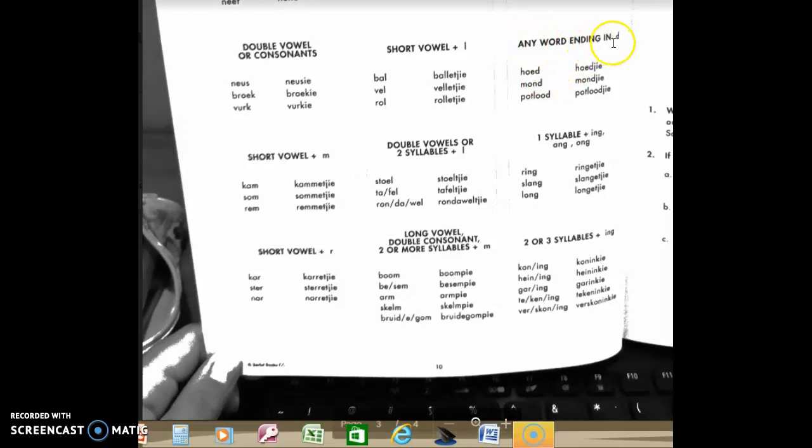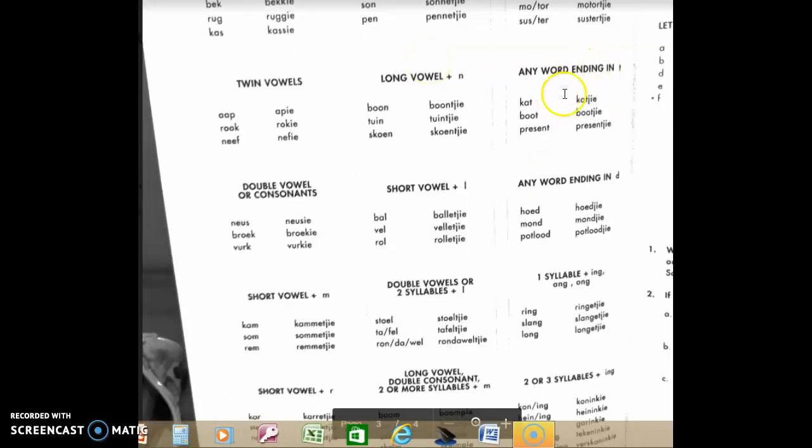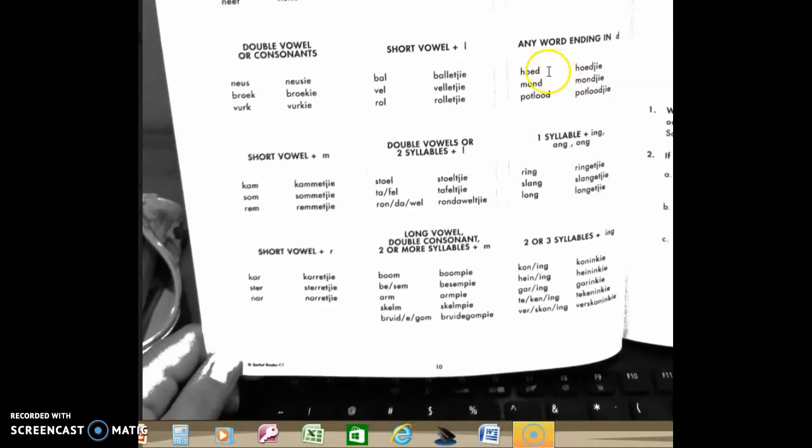Any word ending in a D. So you will only add J-I-E, because it's the same as the T one we just had. So you only add J-I-E. Hoed, hoedjie. Mond, mondjie. Potlood, potloodjie.